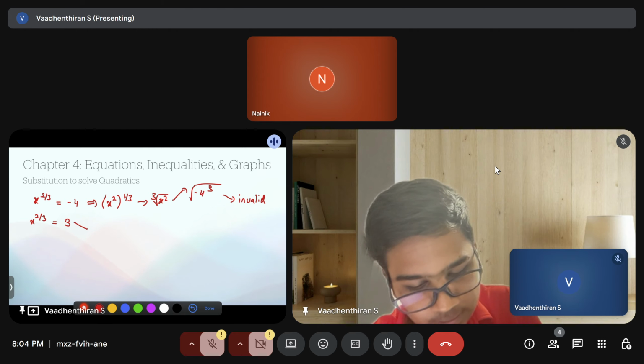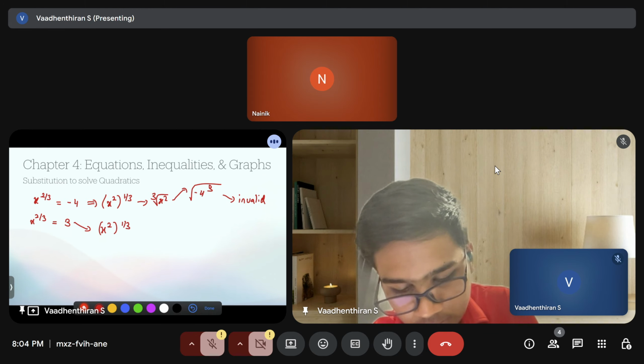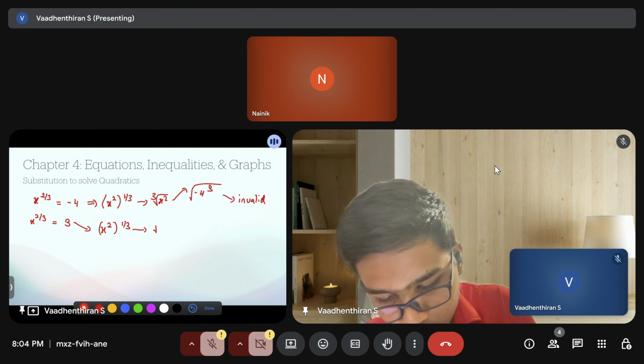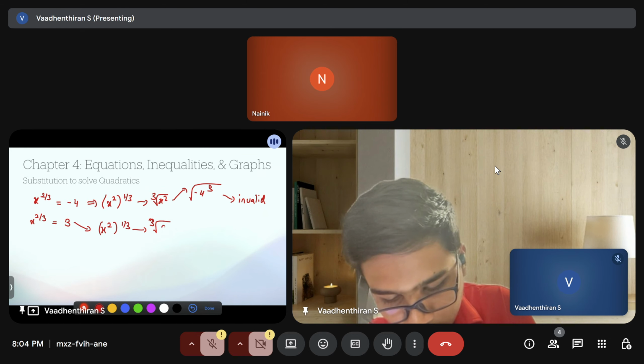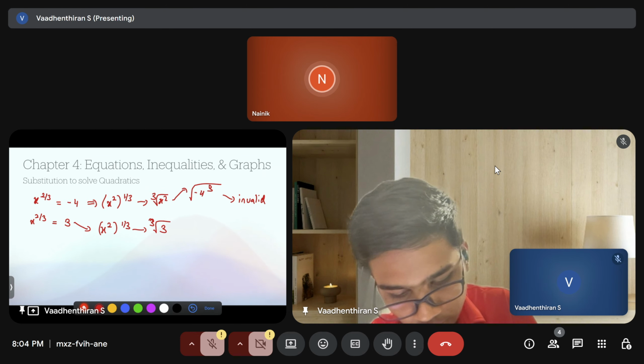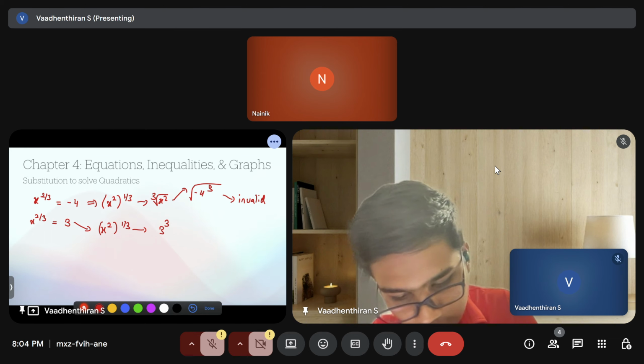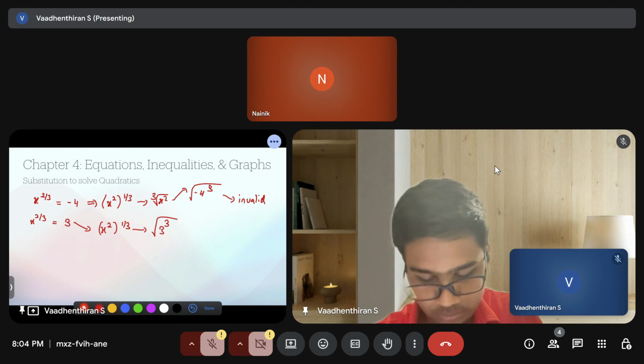Okay. And then this one is basically x squared to the power 1/3. So then you do the cube of 3. Okay, 3 cubed, sorry, 3 cubed, and then you do the square root.